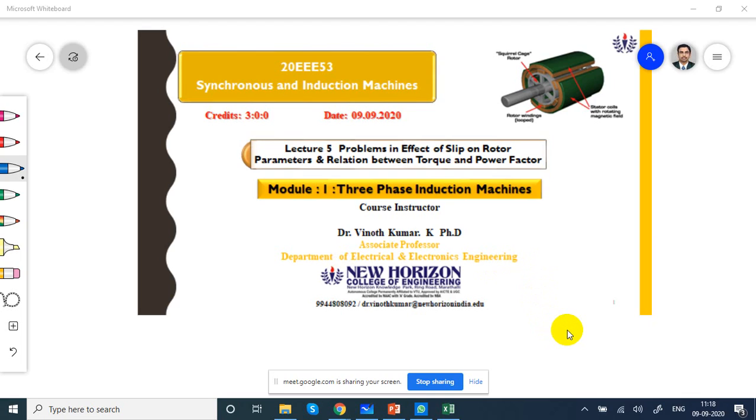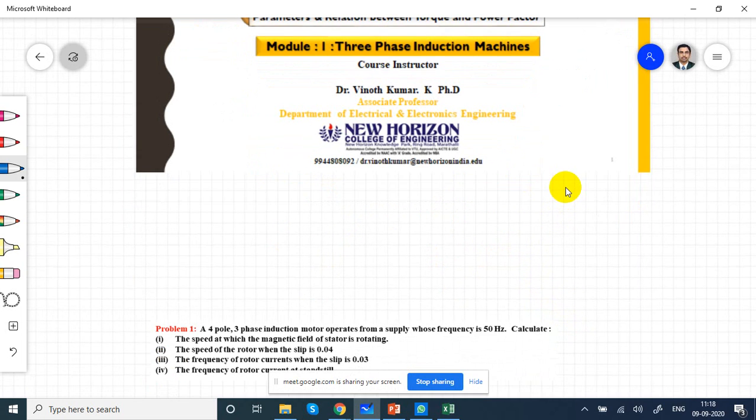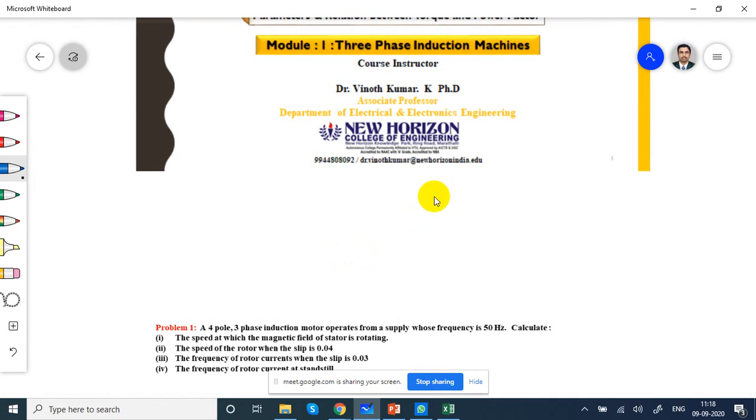Now we are going to look into lecture number 5, problems on the effect of slip on rotor parameters and the relationship between torque and power factor. Okay. Are the slides visible? Anyone? Are the slides visible? Anirudh? Yes, sir. Yes, sir.